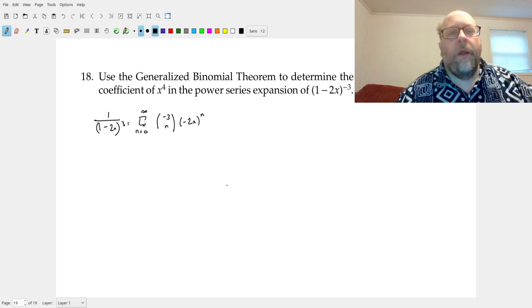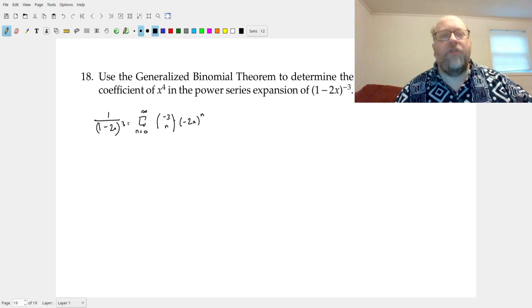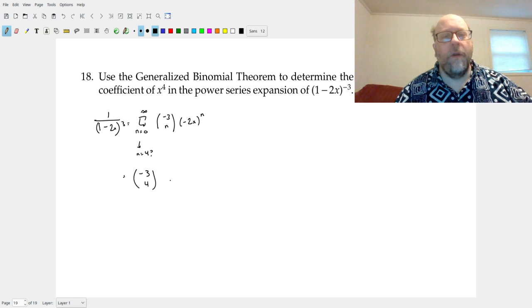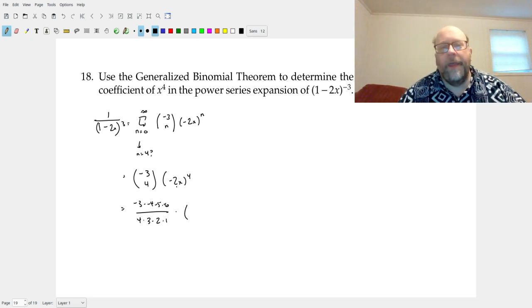Okay. So the question is, what is the coefficient of x to the 4th? So what happens when n is equal to 4? Well, that's negative 3 choose 4 times negative 2x to the 4th. This will have 4 factorial on the bottom. This will have negative 3, negative 4, negative 5, negative 6 on the top. Those are all negatives. And then negative 2x to the 4th.